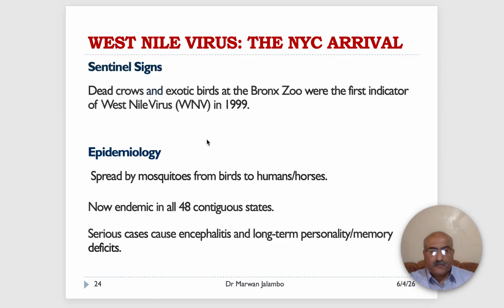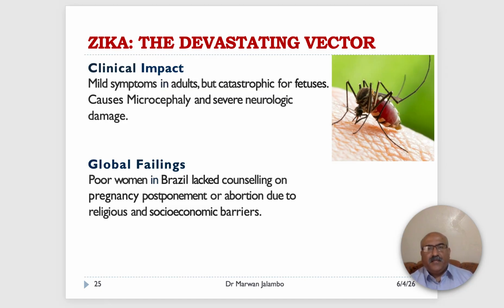Similarly, the Zika virus recently demonstrated how mosquito-borne illness can have a devastating effect on the next generation. Zika, the devastating vector. Zika caused a global alarm not because of its effect on adults, which is usually mild, but because of its link to microcephaly in newborns. This outbreak highlighted the intersection of public health, reproductive rights, and socio-economic barriers in places like Brazil.